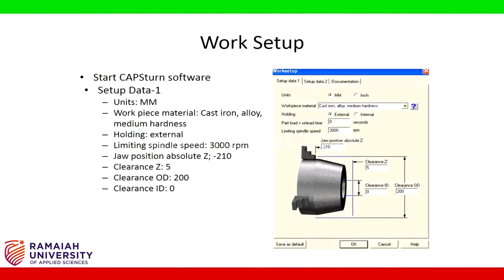Define work setup. Start CAPSturn, double click on the CAPSturn icon. The work setup dialog box appears automatically when you start a new part. In setup data 1 enter the following data: unit, workpiece material cast iron alloy medium hardness, holding external, limiting spindle speed 3000 rpm, jaw position absolute Z -20, clearance Z 5, clearance OD 200, clearance ID 0.